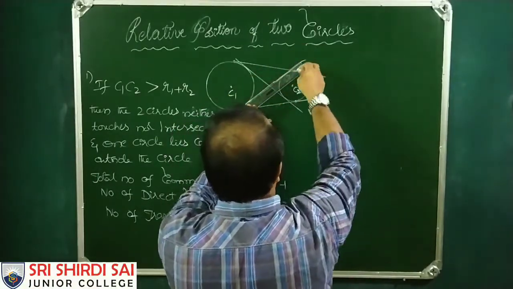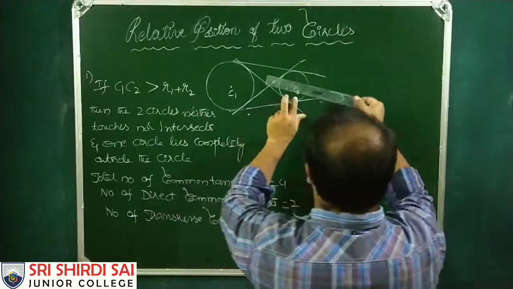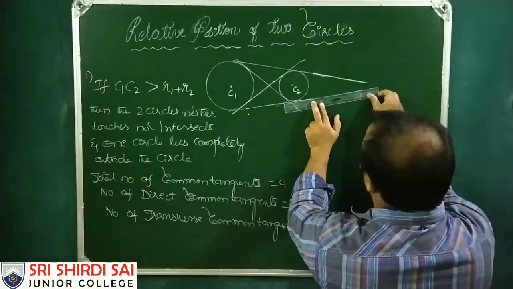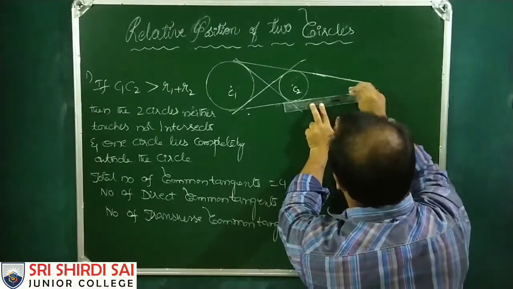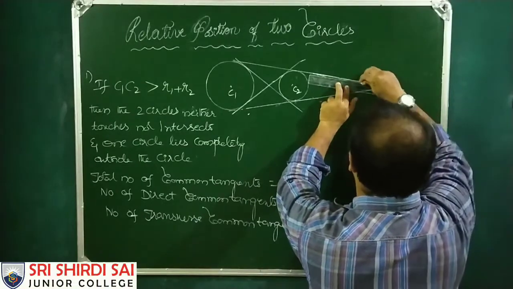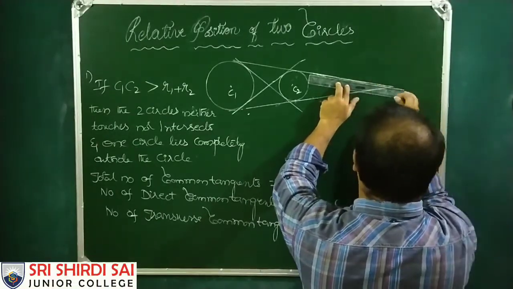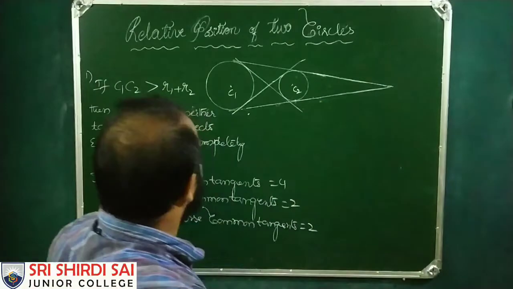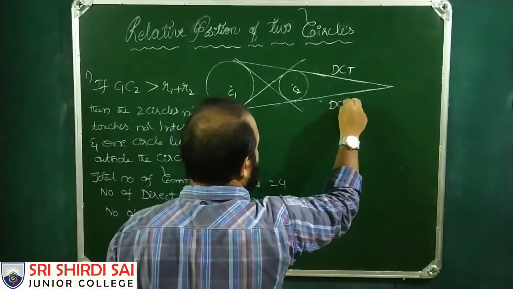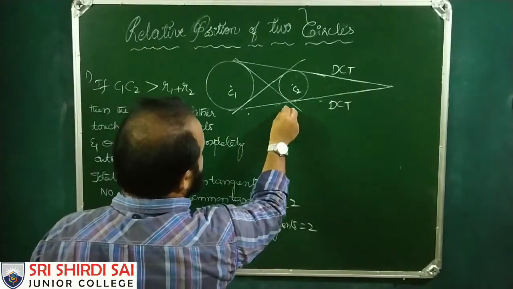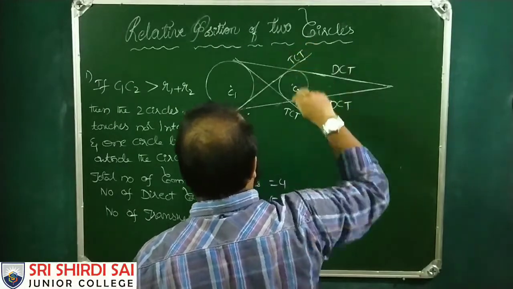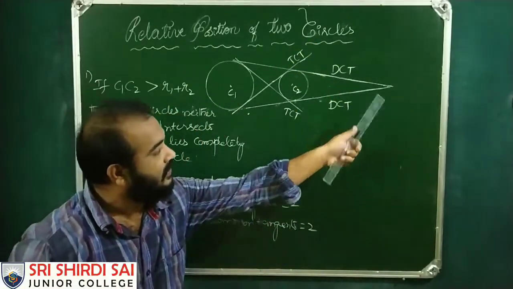So, and if you extend these two, see, this is one direct common tangent and this is another direct common tangent. This is one transverse common tangent. This is another transverse common tangent. Why direct common tangent here?